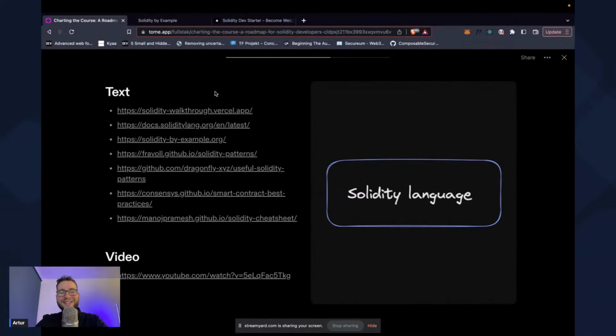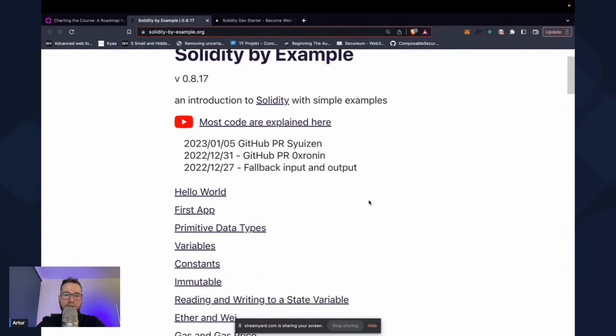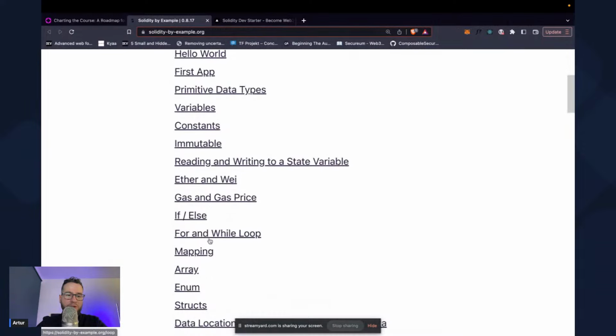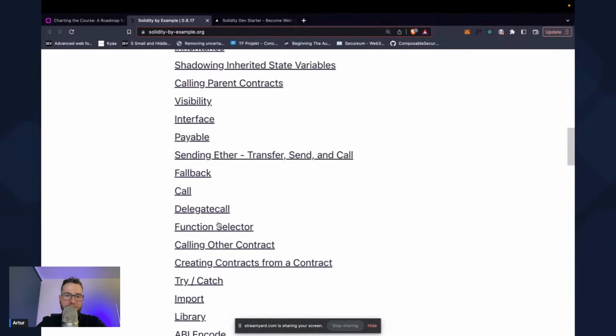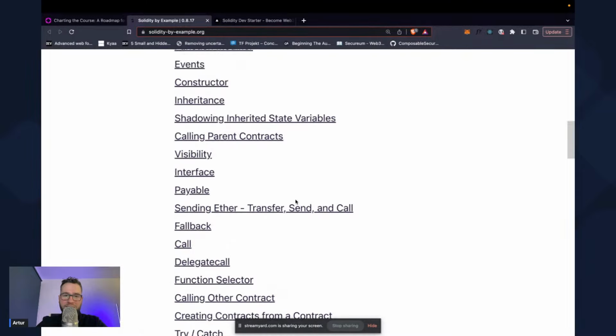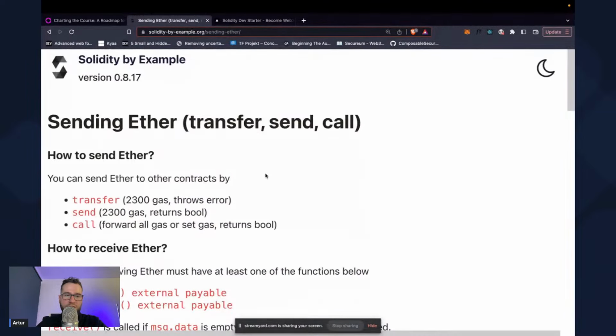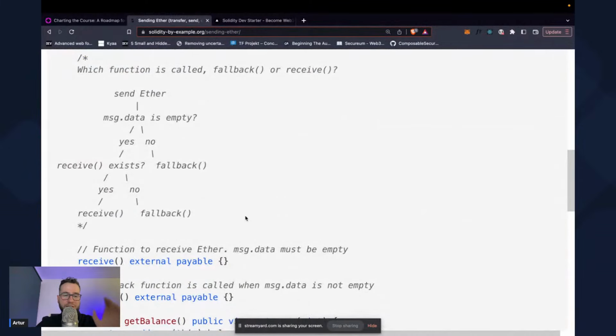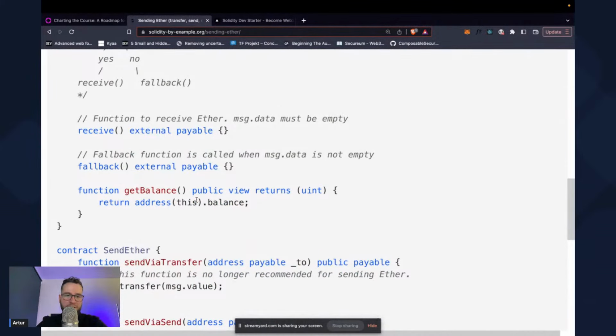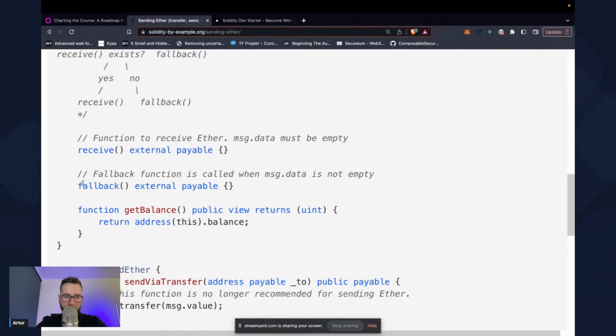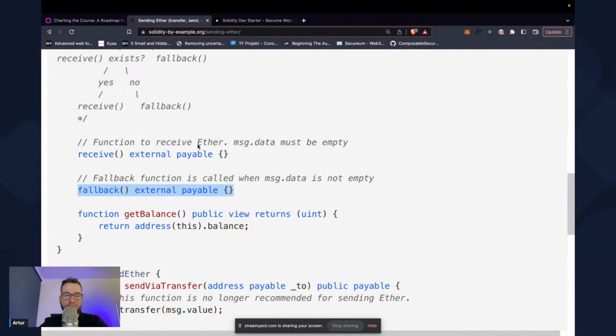Then once you have some basic understanding of Solidity syntax, I highly recommend you go through Solidity by Example. Solidity by Example has concepts like function selectors and sending ether, and it's a very good exercise to go through these examples and understand them. For example, if you don't understand what this function getBalance does, or what it means that it's public view, or if you don't know how a fallback function works, then it's a good indicator that you should make a step back and learn some stuff, right?